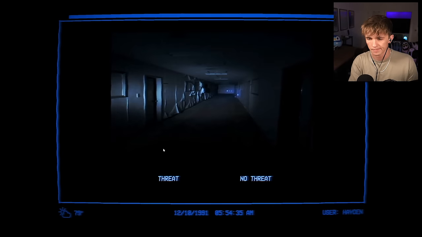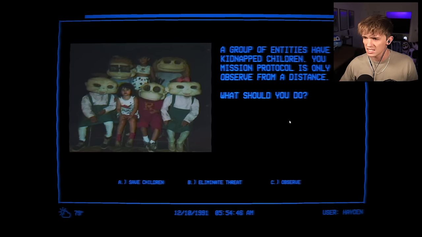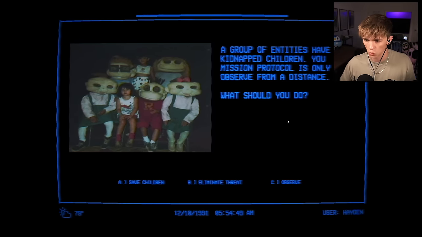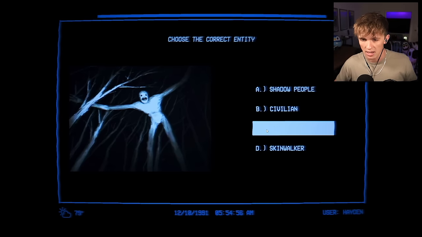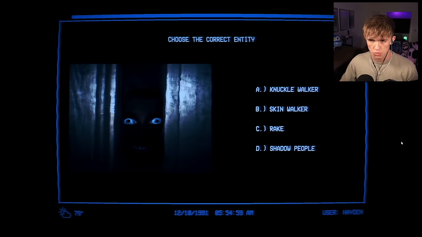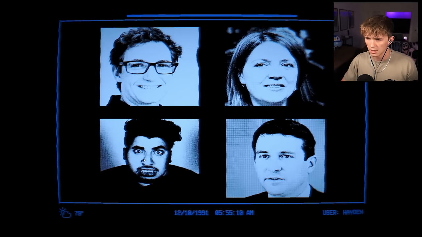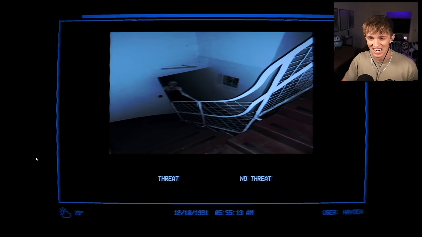Okay. I mean. No threat. Threat. A group of entities have kidnapped children. Your mission protocol is only to observe from a distance. What should you do? Observe from a distance. That's what I've been asked to do. We have a rake. We have a big FTK. Shadow people. Policy around here. Face. Okay. Okay. Threat.